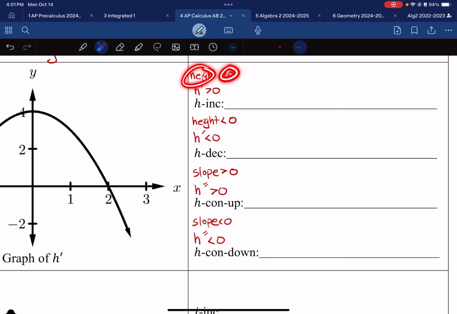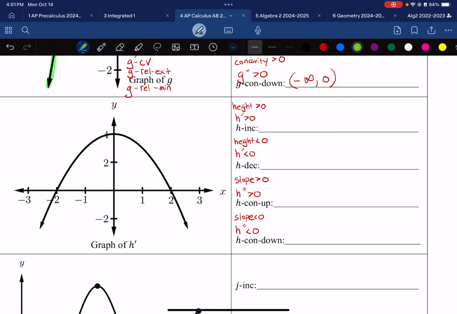Where is the height greater than 0? Well, the height is greater than 0 on this interval. Let me do it in green. This interval right here, the height is above the x-axis. So we'll say this is between -2 and +2.